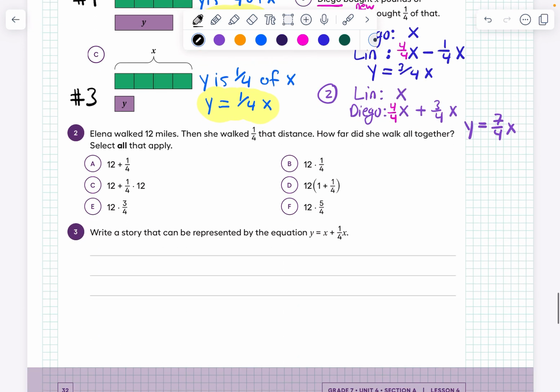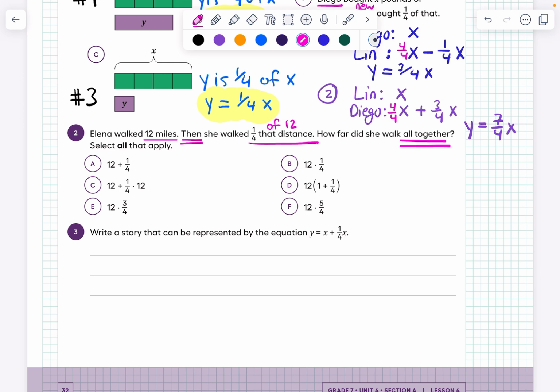Okay, number 2. Elena walked 12 miles, then she walked 1/4 that distance. How far did she walk altogether? Select all that apply. All right, so let's annotate some really important stuff. She walks 12 miles, then is very important. Then she walked 1/4 that distance, 1/4 of 12. How far does she walk altogether?